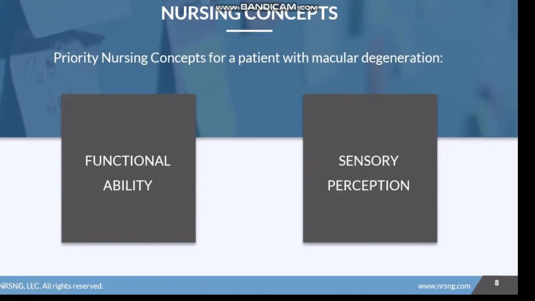Okay, so one of the nursing concepts related to macular degeneration is alterations in functional ability. So patients are not going to be able to see as well, which leads to them not being able to carry out their ADLs as they would be able to. Another nursing concept is alterations in sensory perception. Their vision is directly impacted, which directly impacts their senses and their ability to see.